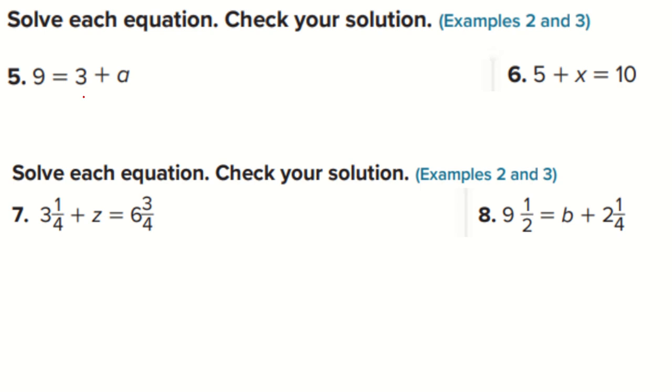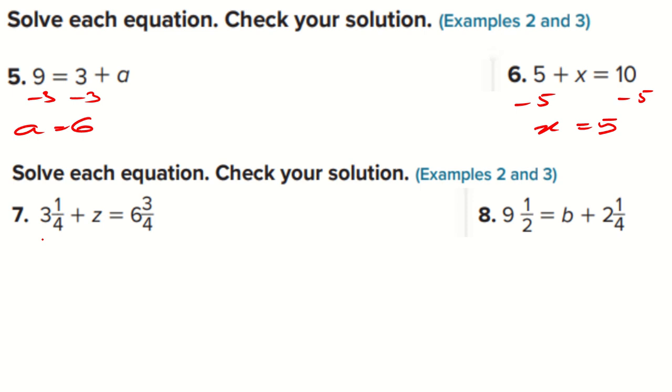Now solve each equation and find the solution. So solve means we have to get the answer like this. I have told you before also. So just subtract 3 from both sides because it is in addition. So a is equal to 9 minus 3, 6. Here subtract 5 from both sides. So x will be equal to 10 minus 5, 5.